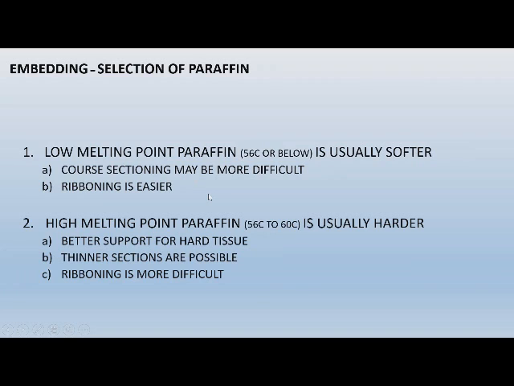Coarse sectioning might be more difficult. Ribboning is typically easier. With the high melting point, it's harder, and therefore you get better support for hard tissue. Thinner sections are possible, but ribboning might be more difficult. But then again, there are other factors that play into this. It doesn't mean you can't get a beautiful ribbon. It just may be slightly harder to get.